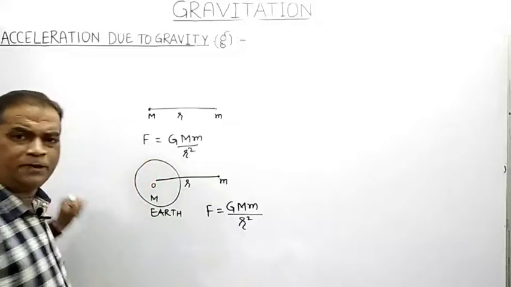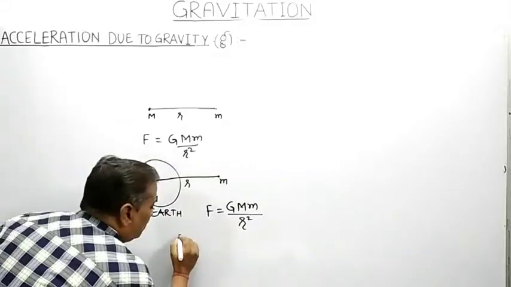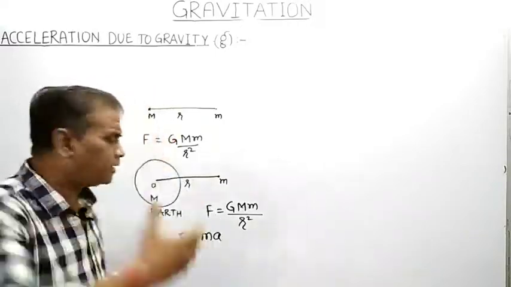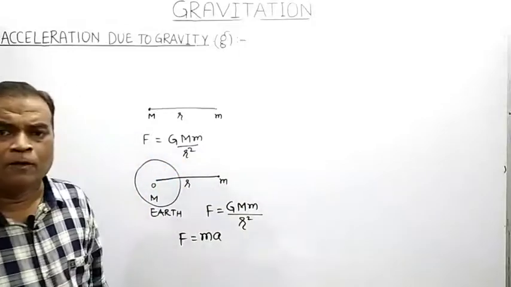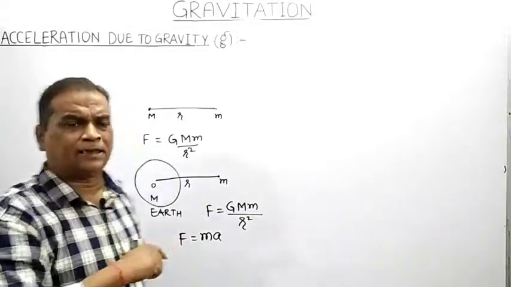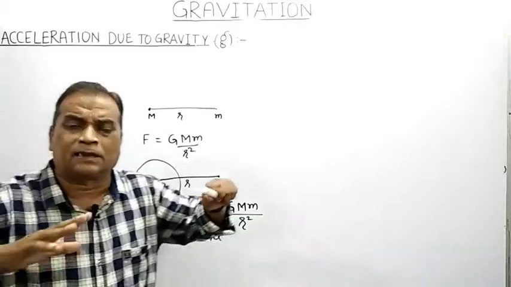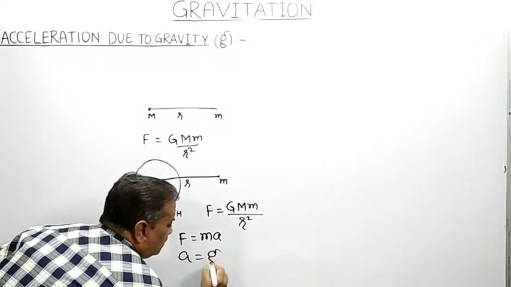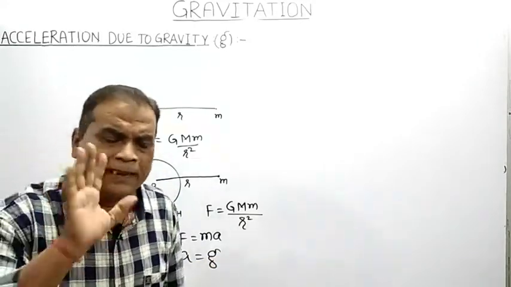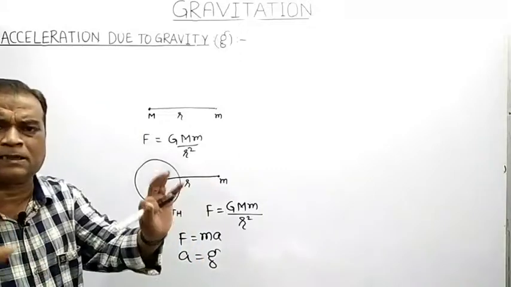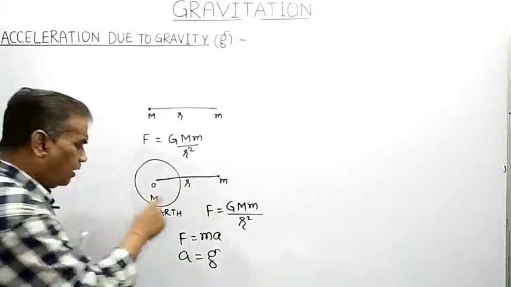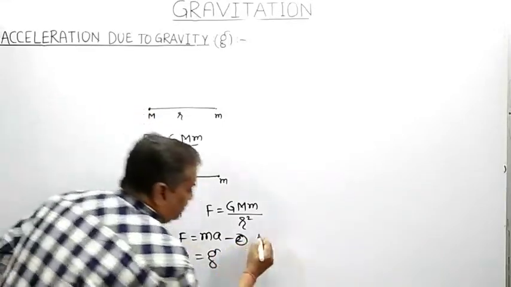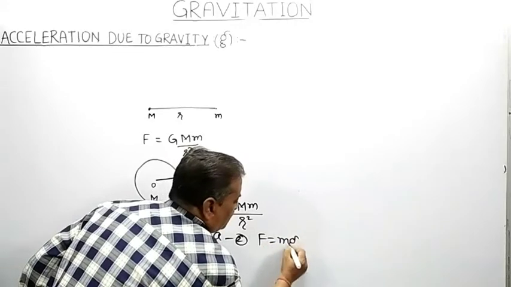It moves towards the center of the Earth with a force F equal to m into a, where a represents the acceleration with which that point particle is moving towards the center, and that acceleration is known as the acceleration due to gravity of the Earth. So a equal to g, where g means acceleration due to gravity. According to Newton's second law of motion, F is equal to ma, but a equal to g means F is equal to m into g.